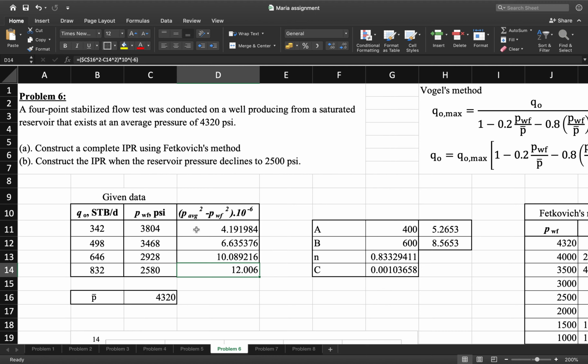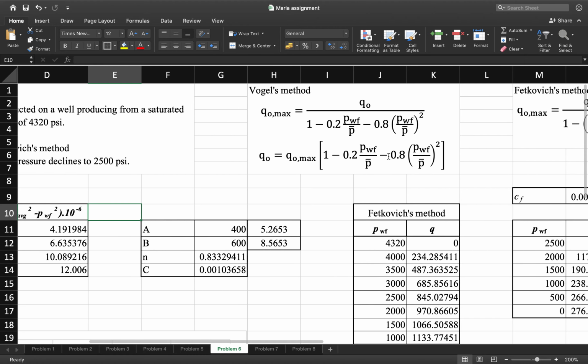I have the given data here. The first one I will calculate is the average pressure squared minus the bottom hole pressure squared, and also multiply it by the, it's in the milli. So we have this one. Just the same, you replace the input parameter here, and we have this one.